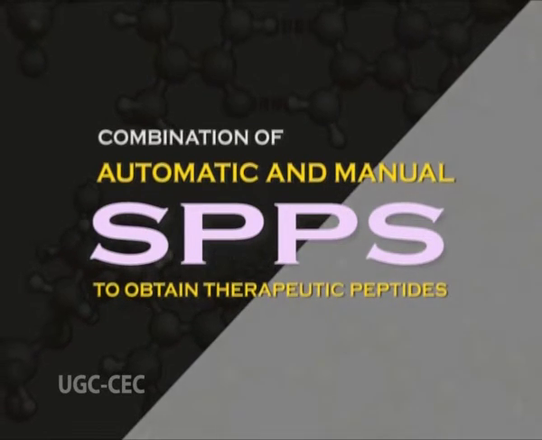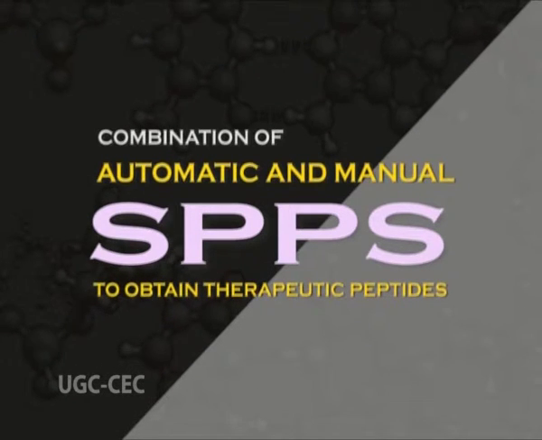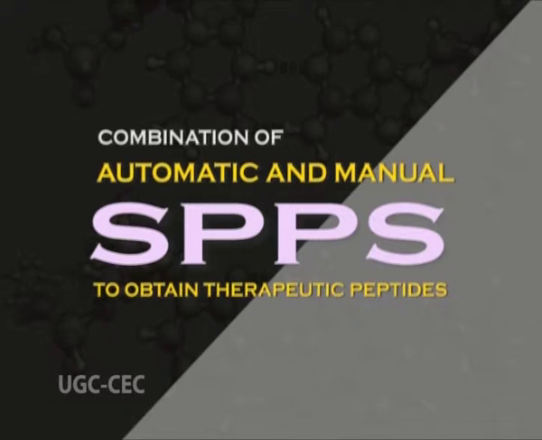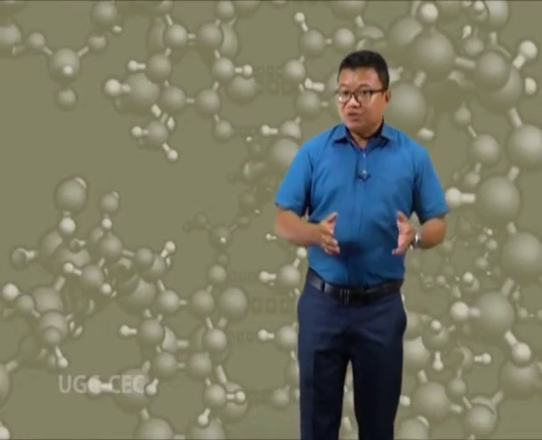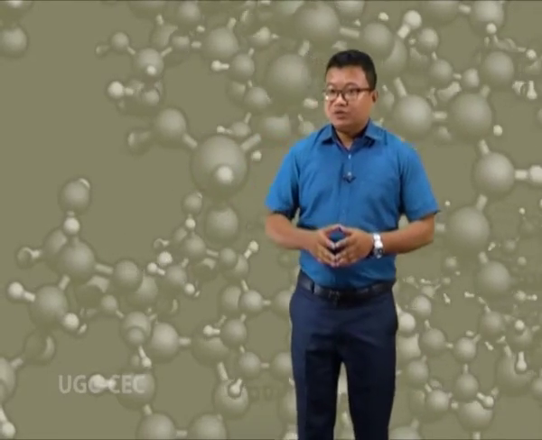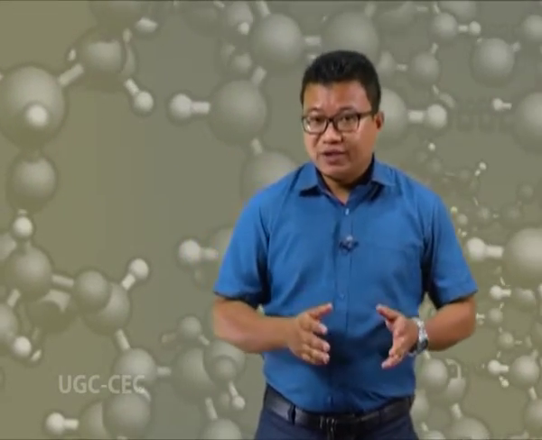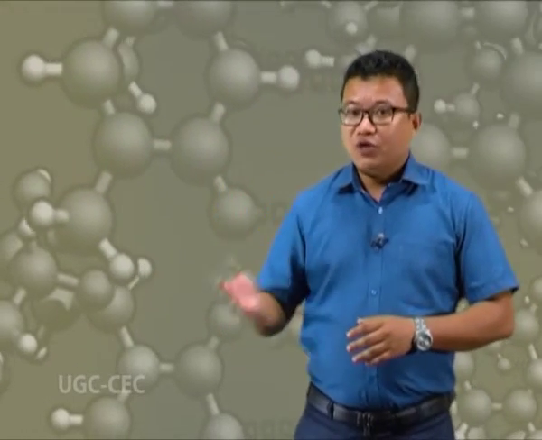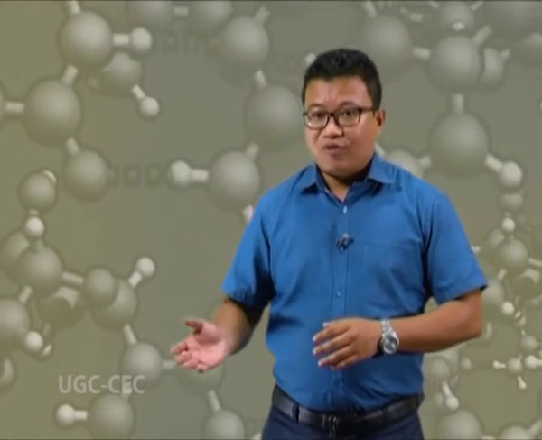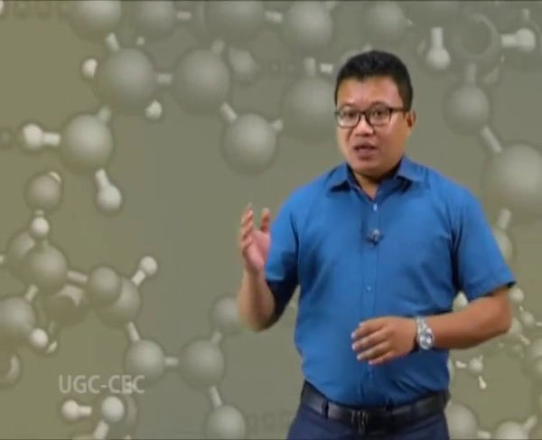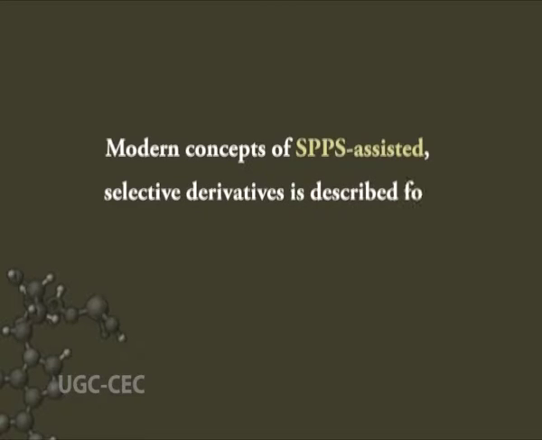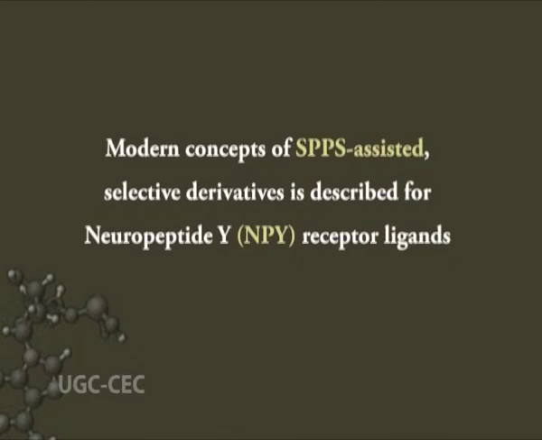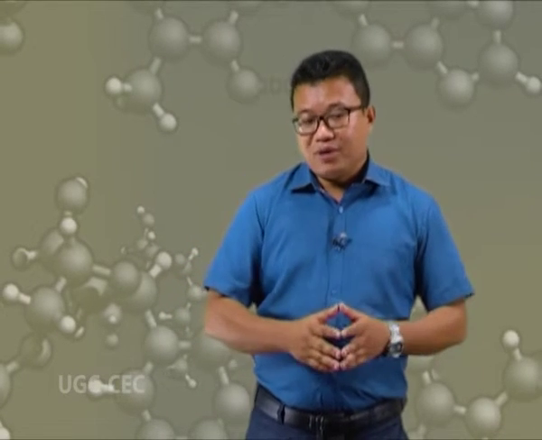Let us discuss the next topic, which is the combination of automatic and manual SPPS to obtain therapeutic peptides. The majority of peptides are hormones being responsible for a broad scope of physiological functions. Here, we highlight two successful strategies to modify chemical properties in order to influence pharmacodynamics and kinetic profiles: lipidation and PEGylation. As an example, a modern concept of SPPS-assisted selective derivatives is described for neuropeptide Y, also referred to as NPY, receptor ligand for therapeutic and analytical applications.